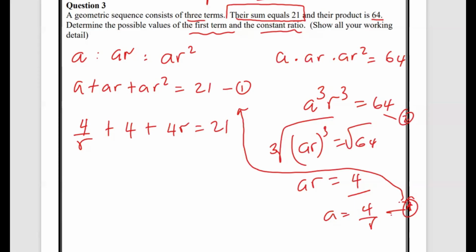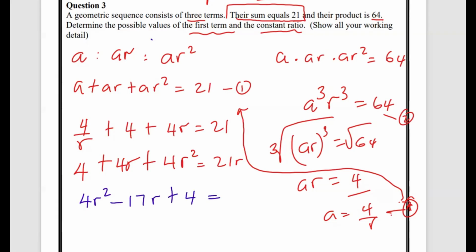A is 4 over R, then the second term is 4 over R multiplied by R, the R's will cancel and that gives 4. So let's multiply through by R. It's going to be 4 plus 4R plus 4R squared is equal to 21R. Let's get the standard equation of a quadratic. It's going to be 4R squared, what is 4 minus 21? That's going to be negative 17R, plus 4, is equal to 0.